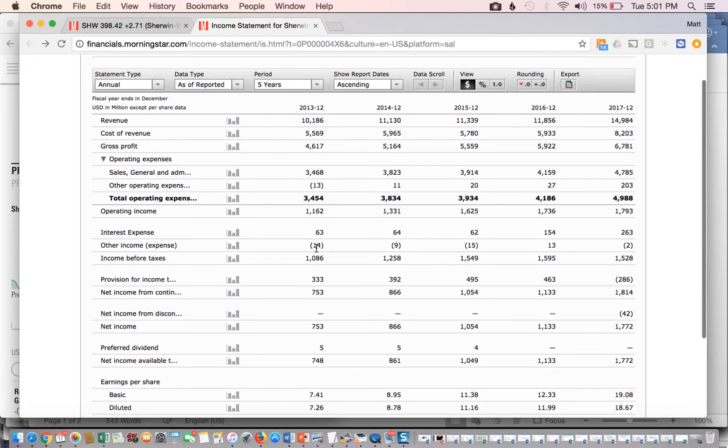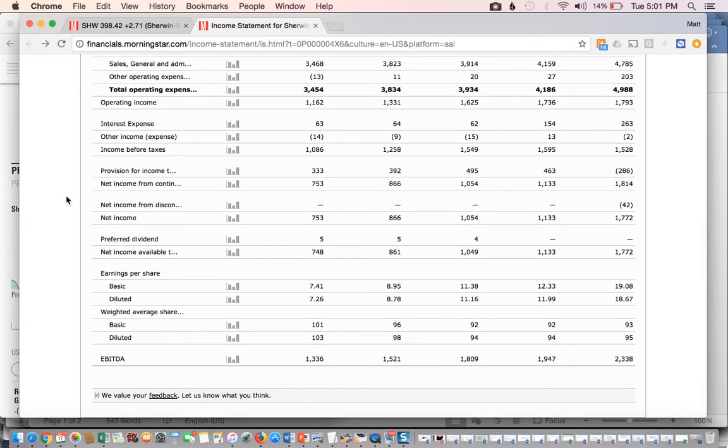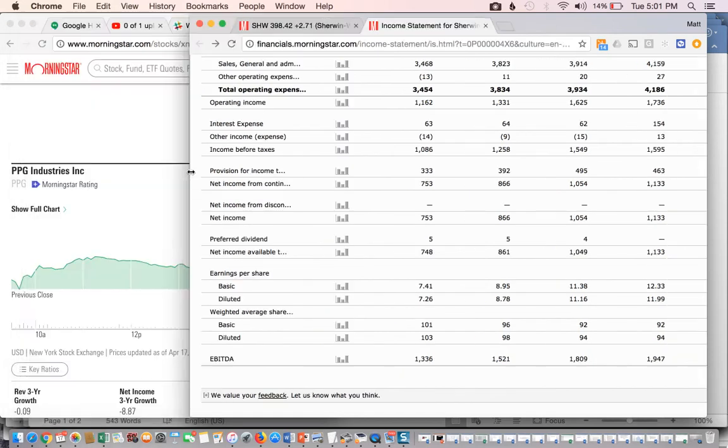If I look at 2013, 2012, there was $1 billion in income, and they've already moved that number up to $1.5 billion in income. I don't see anything else that is staggering here, so that would be one of the things that I would write down.